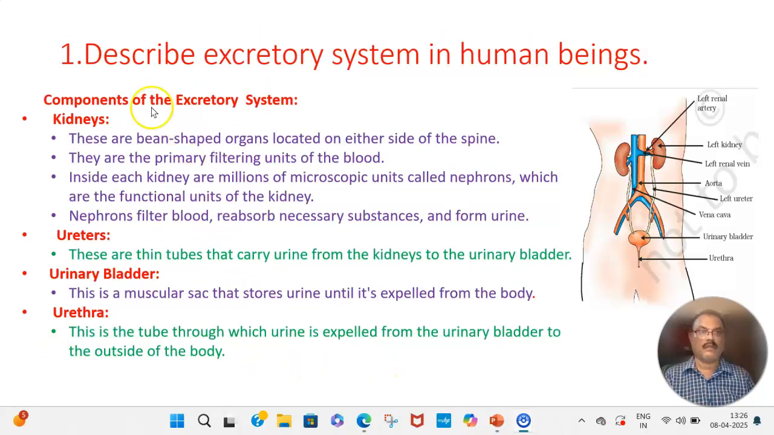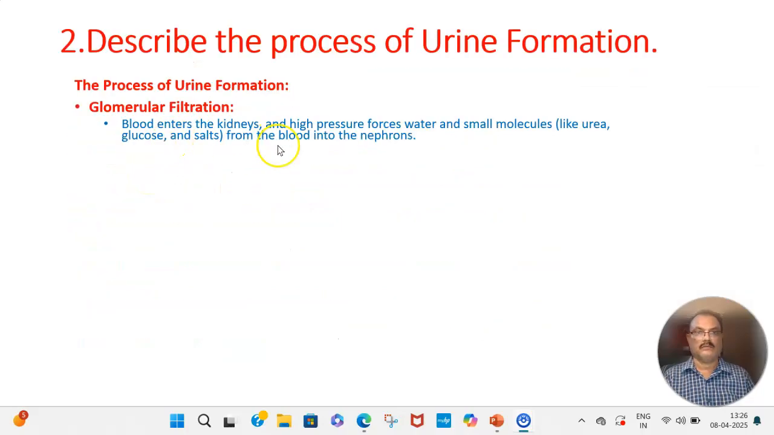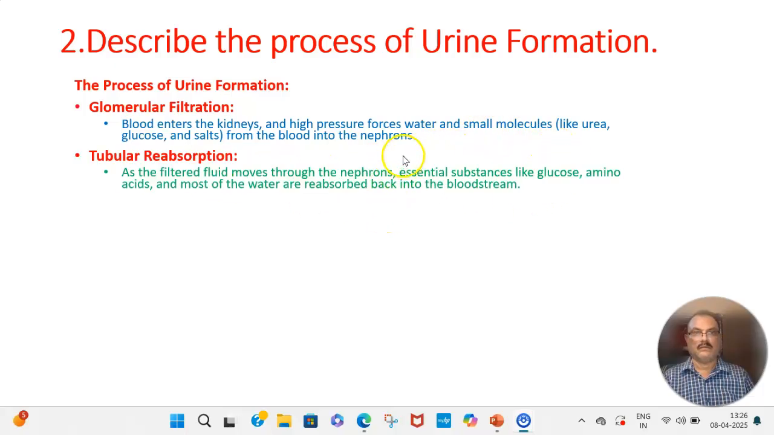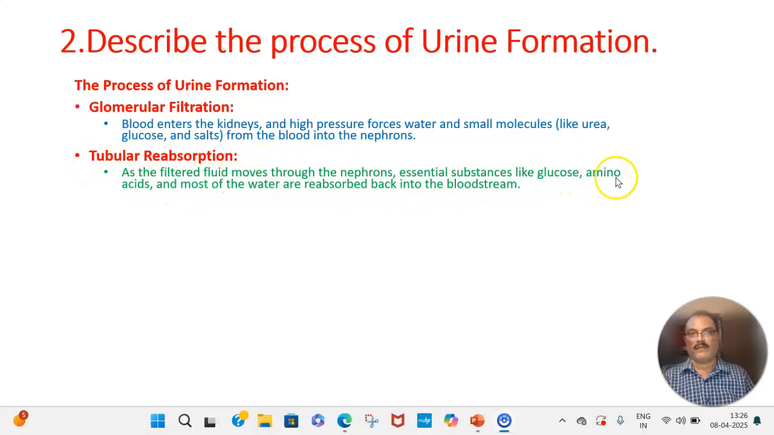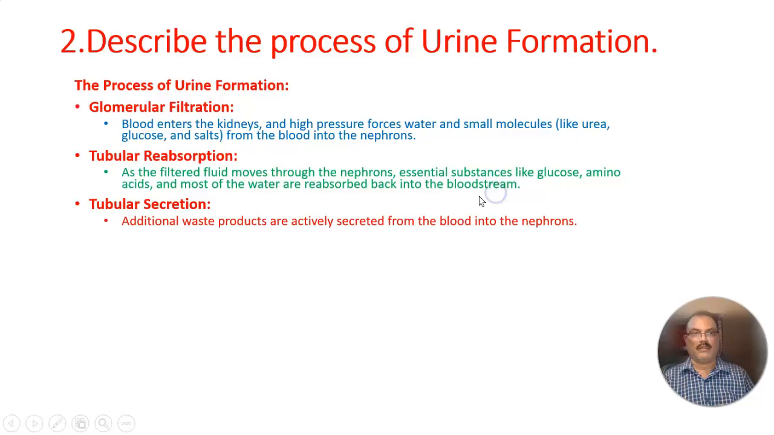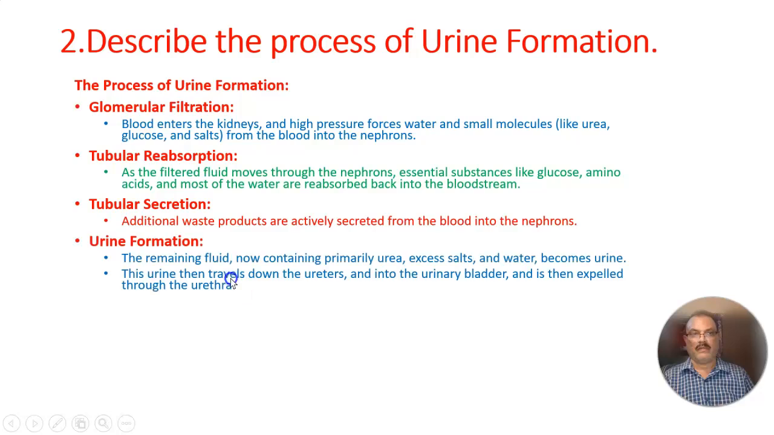The process of urine formation. Glomerular filtration. Blood enters the kidneys and high pressure forces water and small molecules like urea, glucose and salts from the blood into the nephrons. Tubular reabsorption. As the filtered fluid moves through the nephrons, essential substances like glucose, amino acids and most of the water are reabsorbed back into the bloodstream. Tubular secretion. Additional waste products are actively secreted from the blood into the nephrons. Urine formation. The remaining fluid, now containing primarily urea, excess salts and water, becomes urine. This urine then travels down the ureters and into the urinary bladder and is then expelled through the urethra.